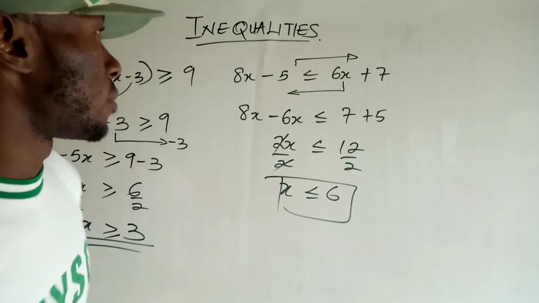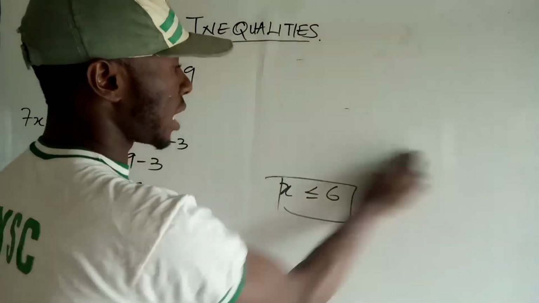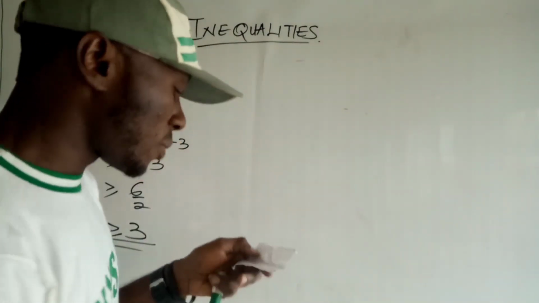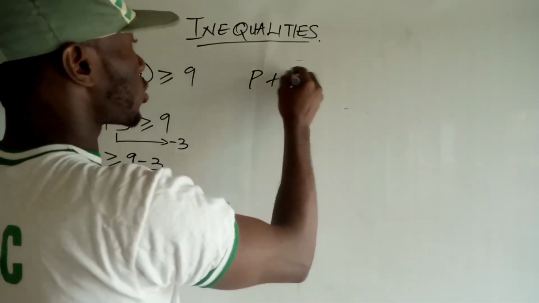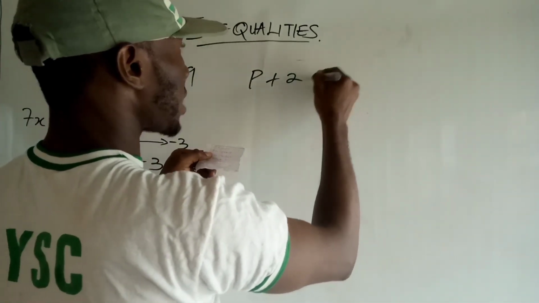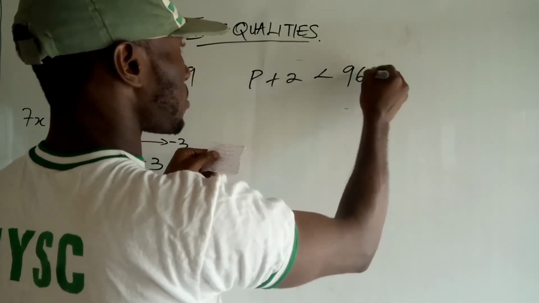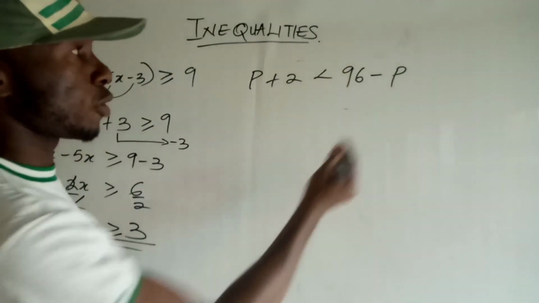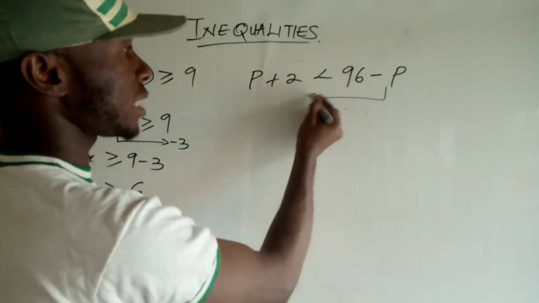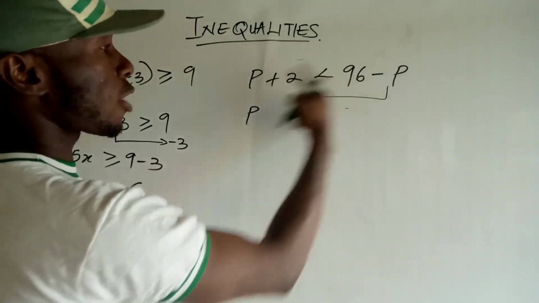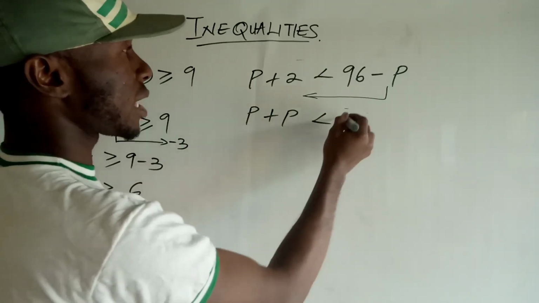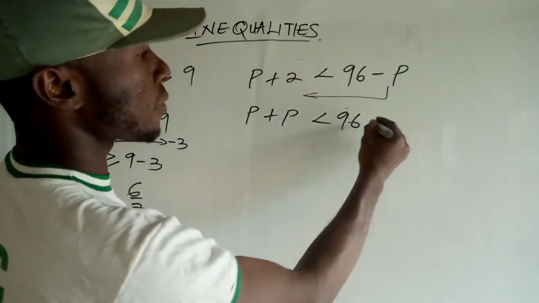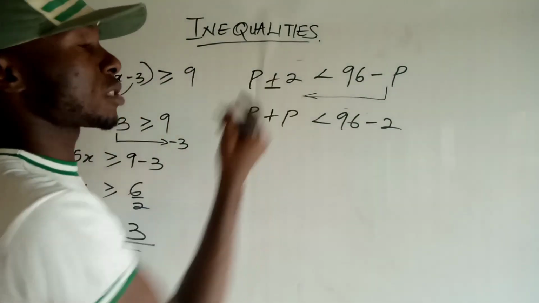So let us do question number 4. Question number 4 says p plus 2 is less than 96 minus p. Okay, same thing, you want to collect like terms here. You want to bring this negative p to this side. So we have p, when this guy comes over, it becomes plus p, less than 96. When this guy goes over, it becomes negative 2, okay? Because it was positive right here.